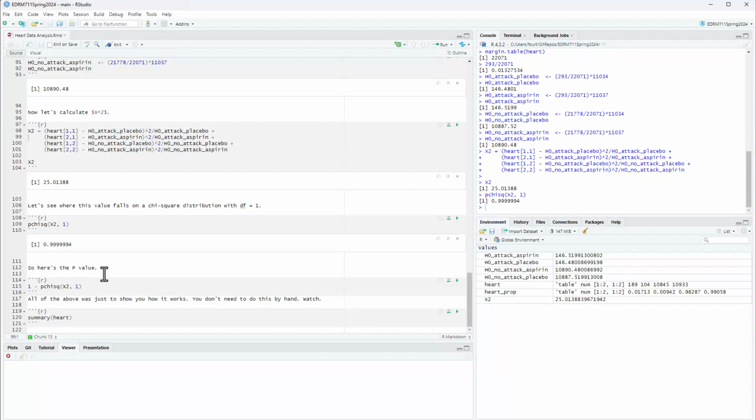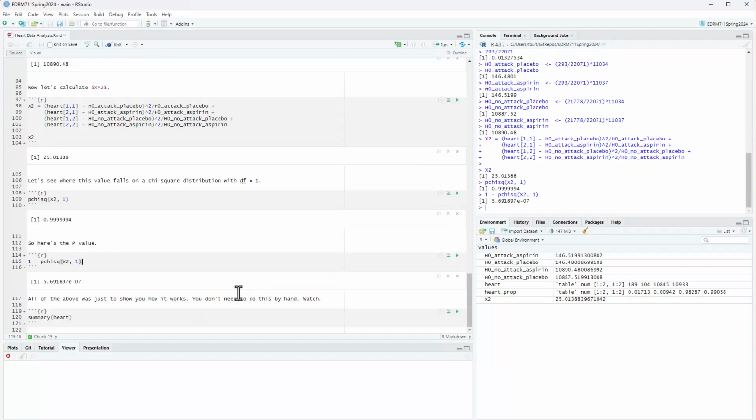It falls way out in the tail of the distribution so that over 99% of the area is to the left. Well, if I want to get the p-value, I do as extreme as x squared or even more extreme. That is, I need to take 1 minus that probability, and there's my p-value, a tiny, tiny number, almost 0. 0.0000005, or 6 if I round. I don't know if I said enough zeros there. So the p-value is very small.